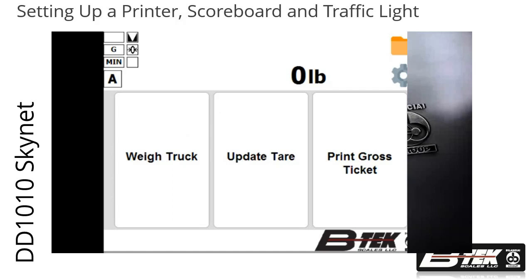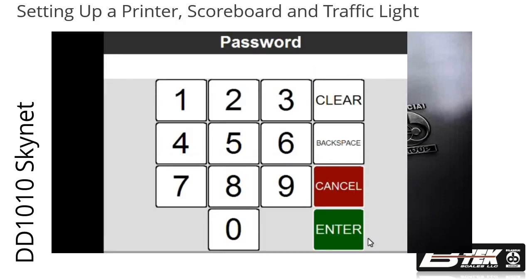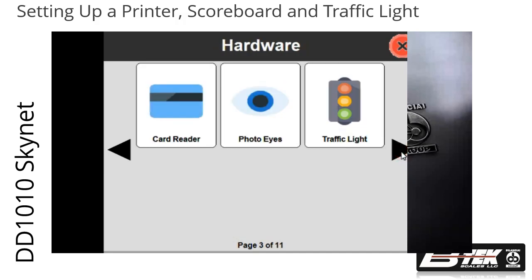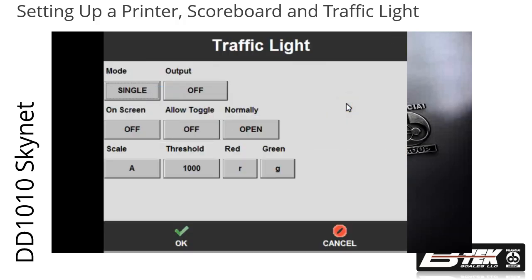To configure, press and hold the B-TEK button until it turns red. When the password screen comes up, we're going to type in the technician's password. Then we're going to scroll over to the printer and the traffic light configuration. If you do not have the traffic light on your scoreboard, you can skip this step. So first, tap on traffic light.